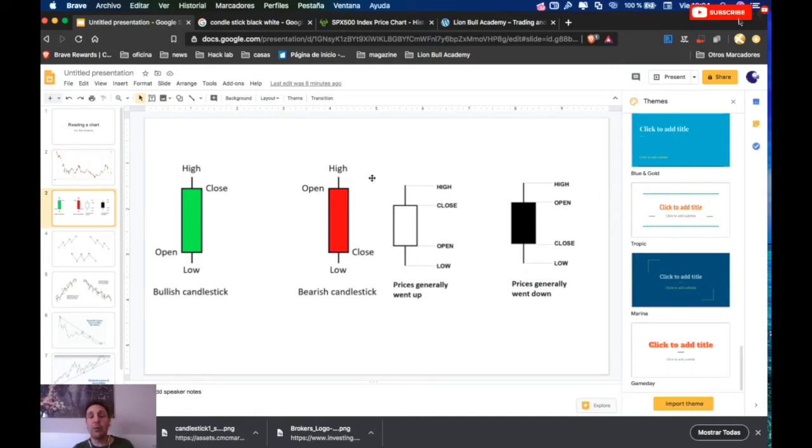Okay, how to form now a bearish candle, a down candle. It's like that. The price opens, but when it closes below the open price, then it becomes a red candle, a bearish candle.